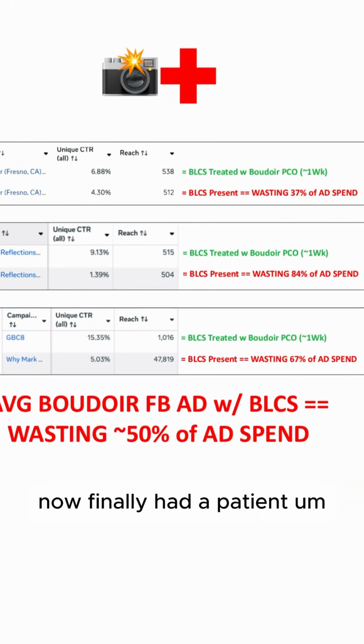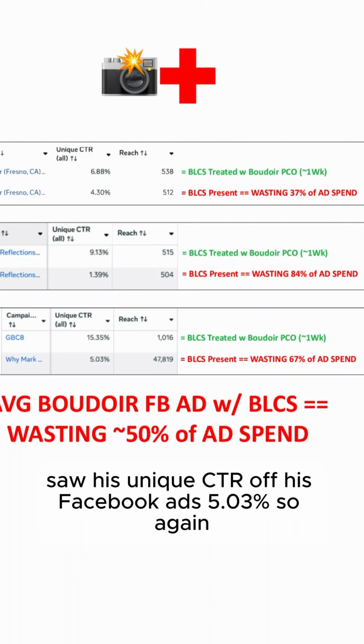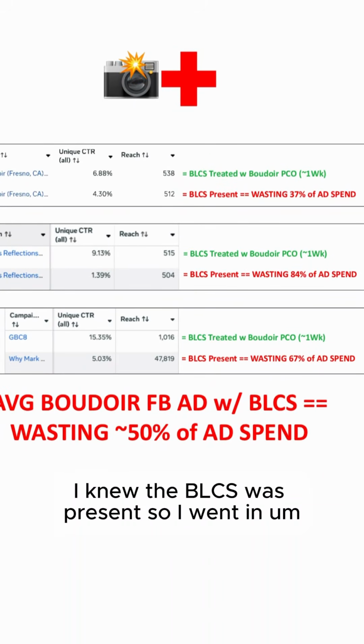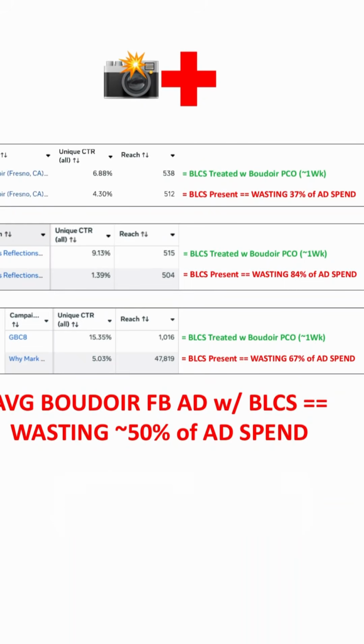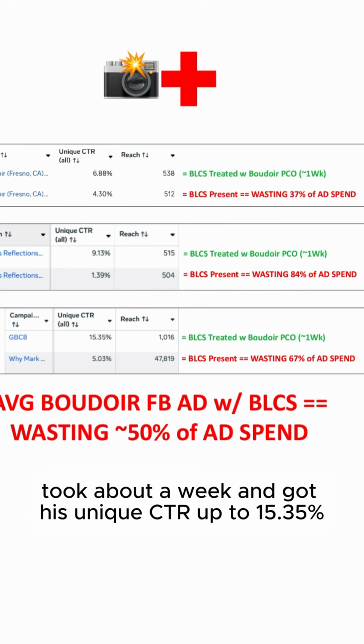Now, finally, had a patient who saw his unique CTR of his Facebook ad is 5.03%. So again, I knew the BLCS was present. So I went in, used Trio Boudoir Pico, duplicated Trio Boudoir Pico, took about a week, and got his unique CTR up to 15.35%.